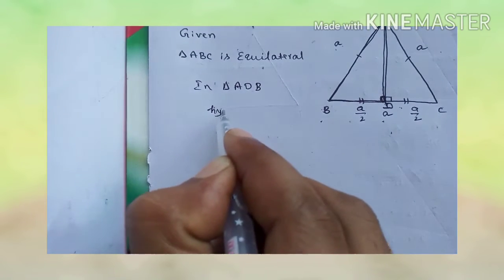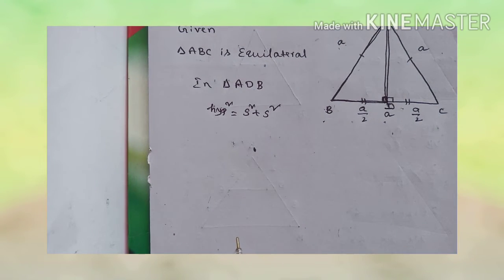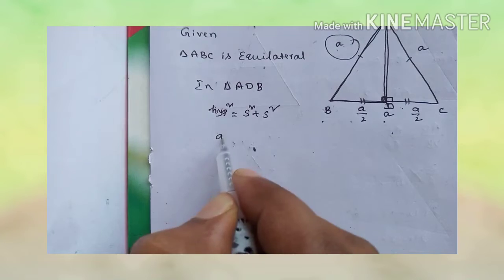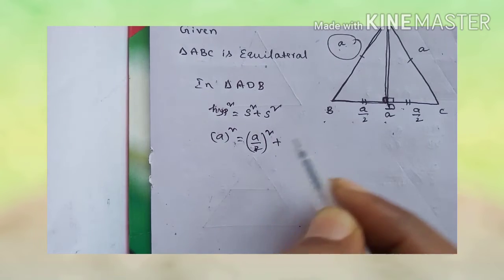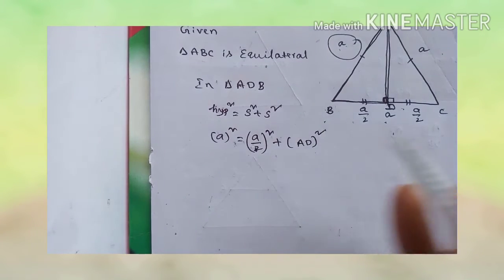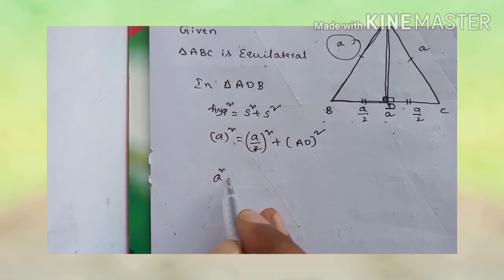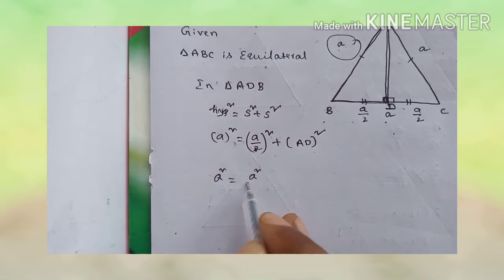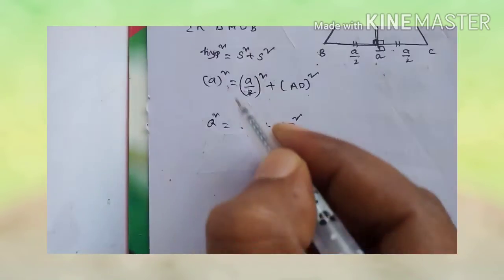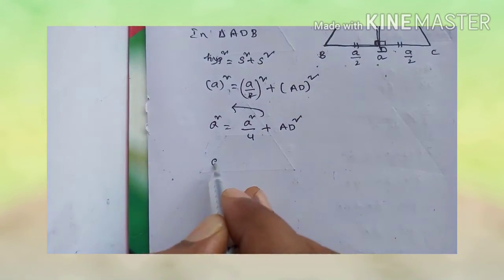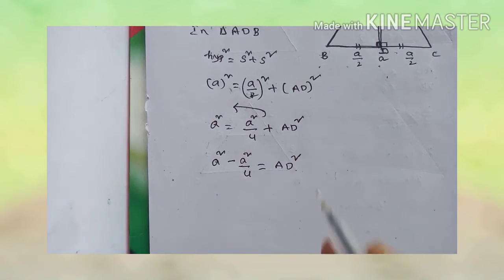In triangle ADB, we can apply the Pythagoras theorem. Hypotenuse square is equal to side square plus side square. What is the hypotenuse here? A square is equal to one side, A by 2, whole square, plus the second side, which we don't know, called AD. So A square is equal to A square by 4 plus AD square. Transposing, A square minus A square by 4 is equal to AD square.